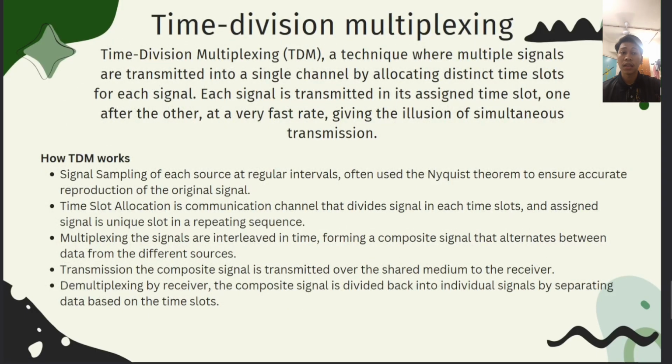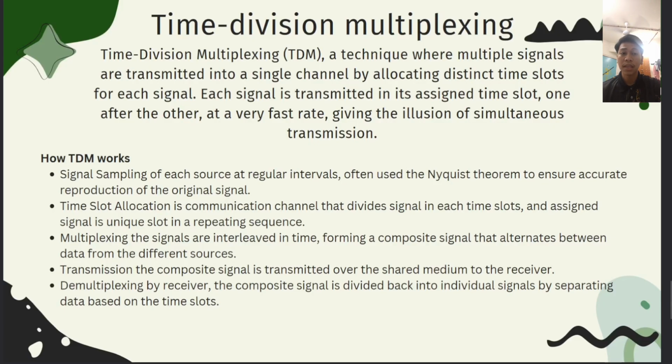The second type is time division multiplexing, TDM. In this technique, multiple signals are transmitted over a single channel by allocating distinct time slots for each signal. Each signal is transmitted in its assigned time slot, one after the other at a very fast rate, giving the illusion of simultaneous transmission.